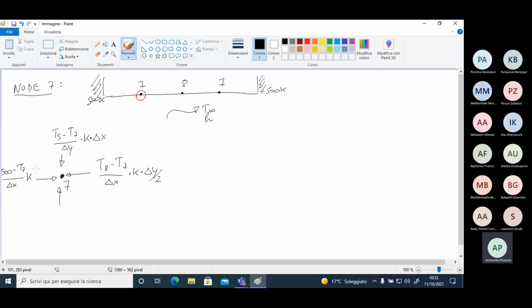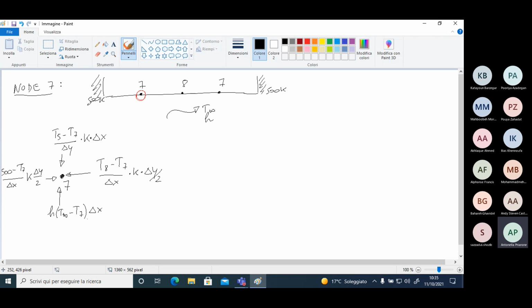Delta y divided by 2. And from the bottom, okay. Now I write and then I will explain.